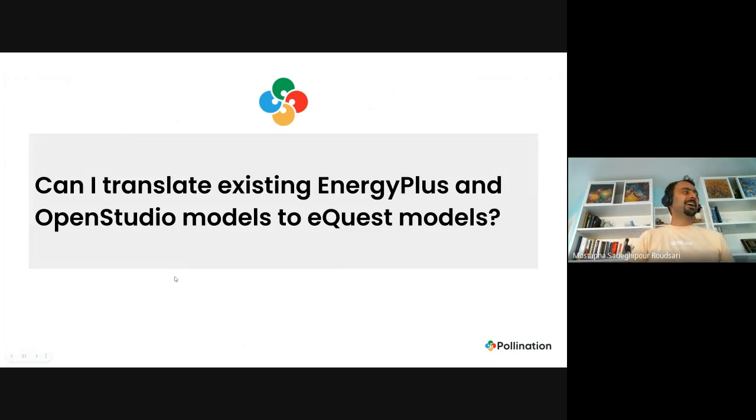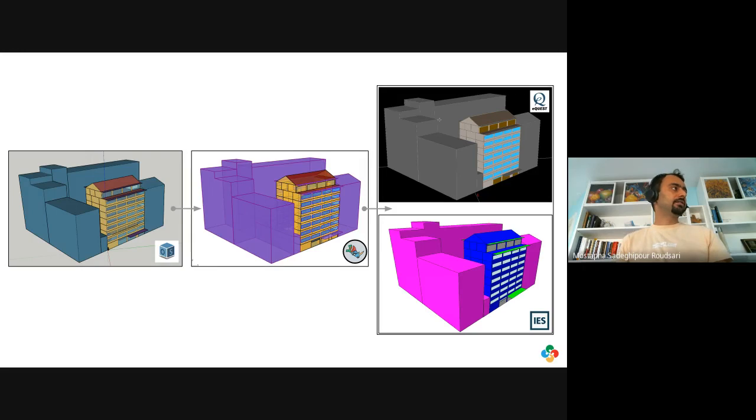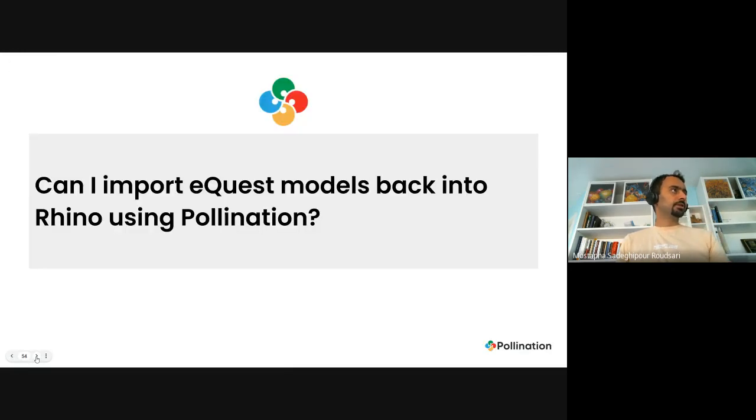Okay. Next question, about the GBXML that you just asked. Can I translate existing EnergyPlus and OpenStudio models to eQuest models? Yes, you can do EnergyPlus, eQuest, IES, and if you have GBXML. Again, the video is online. I show how to bring a model from OpenStudio, clean it up and validate it inside Rhino, and then export it to eQuest and IES. And again, the link to the video is also here for you when we share it.